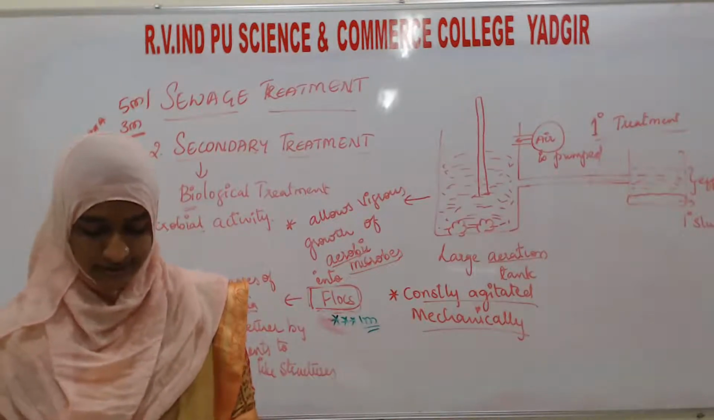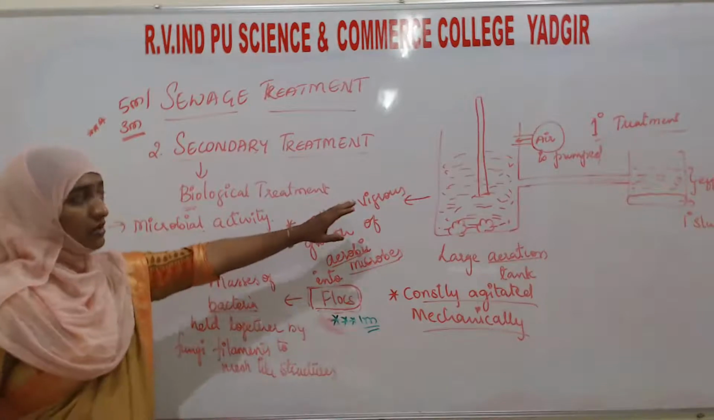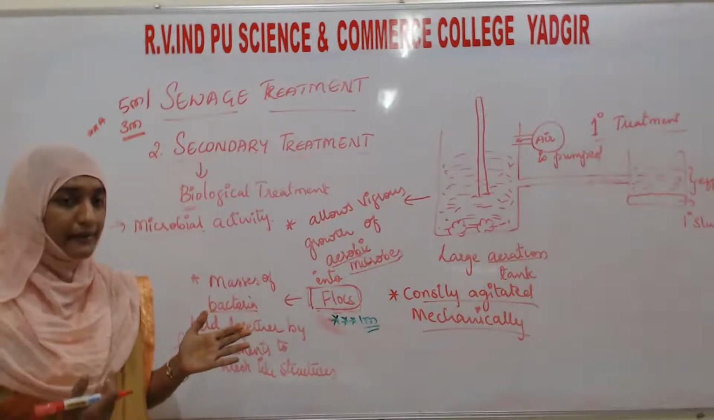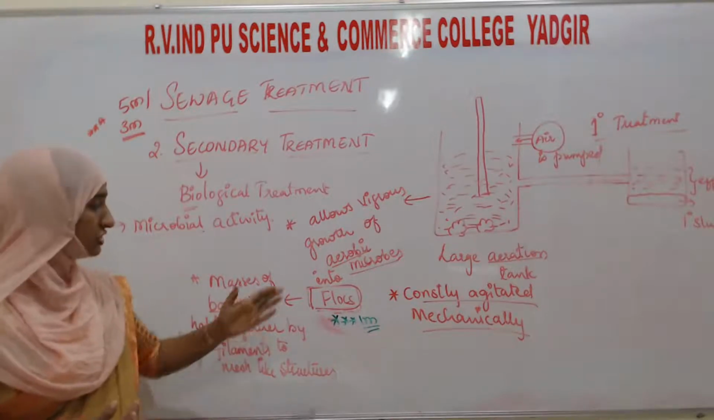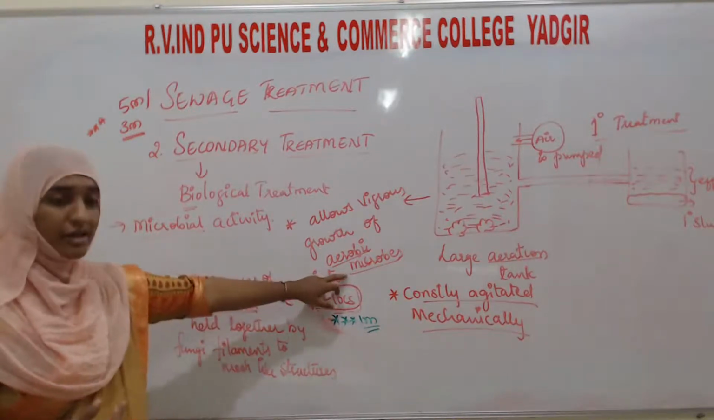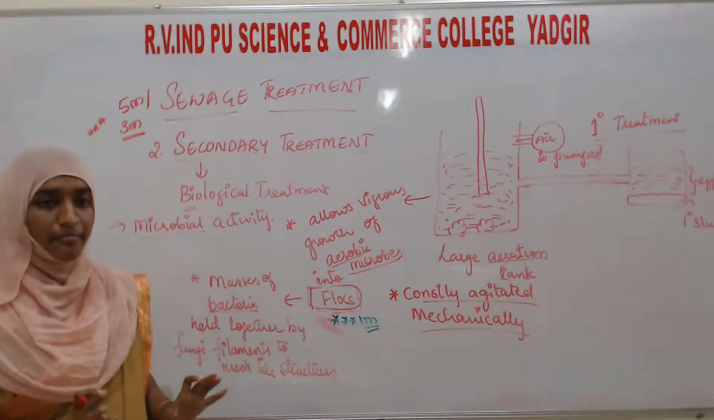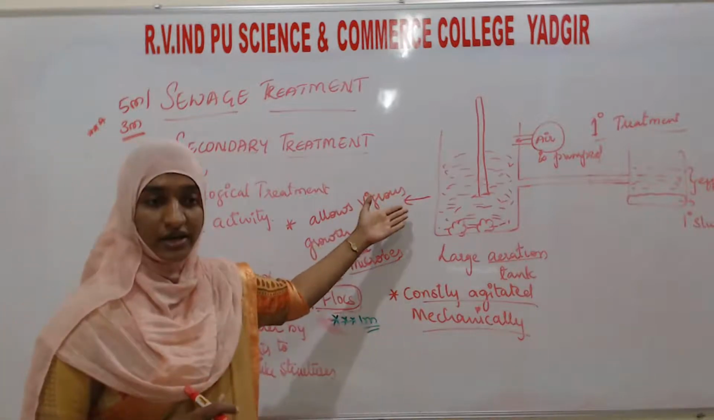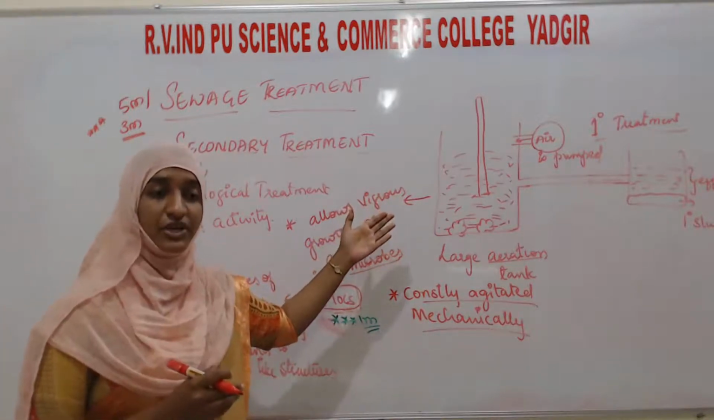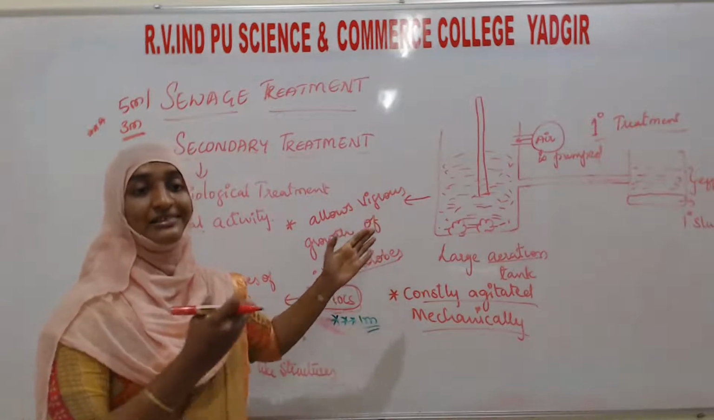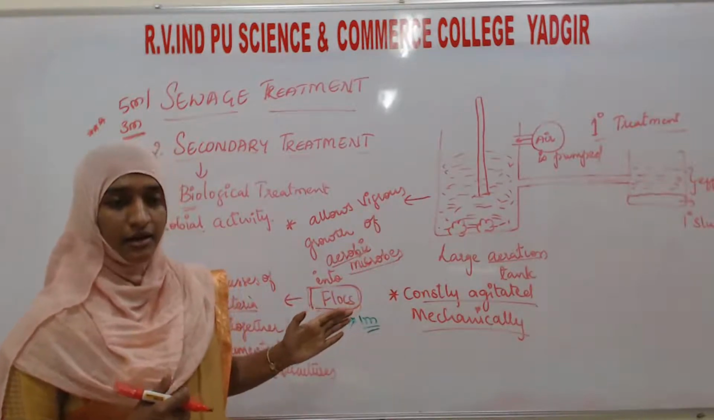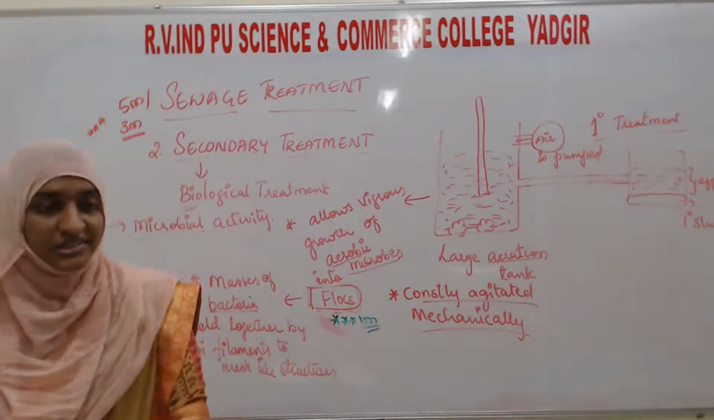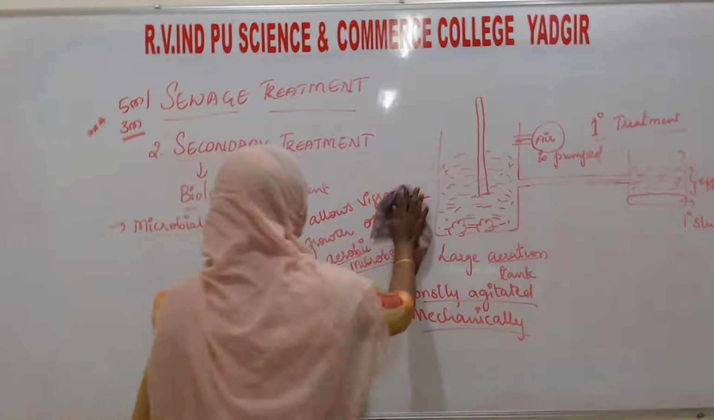Then what happened next? After the aeration, providing air, after mechanical agitation, there will be growth of aerobic microbes which form a floc. After this, the effluent, whatever water is there, in which there is a presence of aerobic microbes, is sent to the next tank. That tank we can call the settling tank. So you see here.